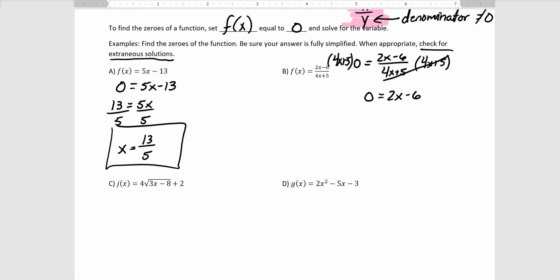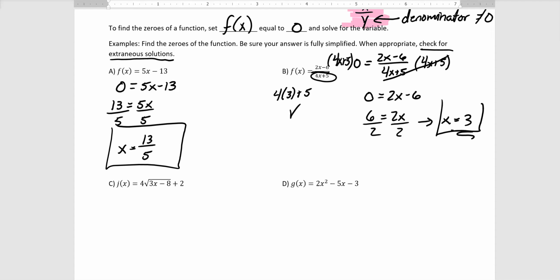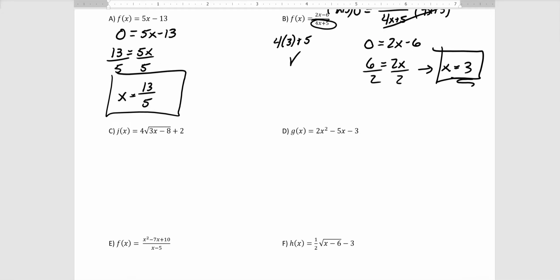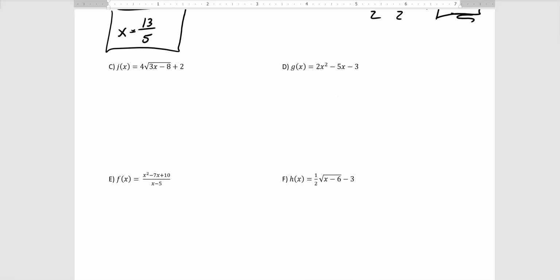I can add 6 to both sides, so 6 equals 2x, and then divide by 2, and I find that x equals 3. Now all I need to do to check for an extraneous solution is check that the denominator, when I plug in x equals 3, does not equal 0. So I'll have 4 times 3 plus 5, that's 12 plus 5, which is 17. The important thing is it's not 0, so we can be pretty confident in our answer of x equals 3.